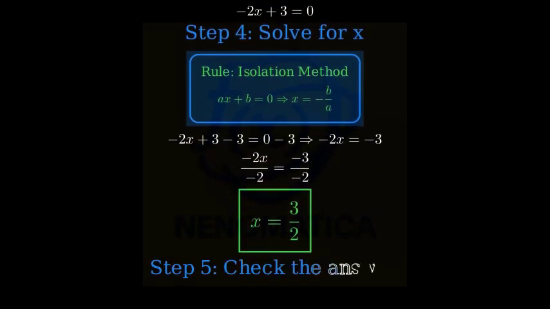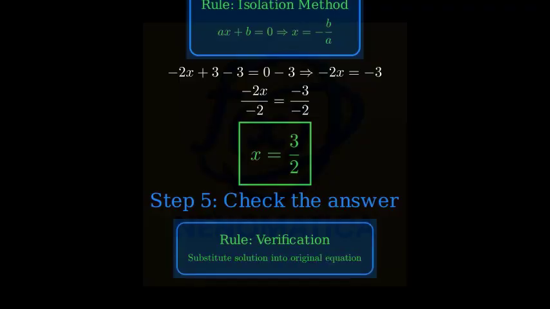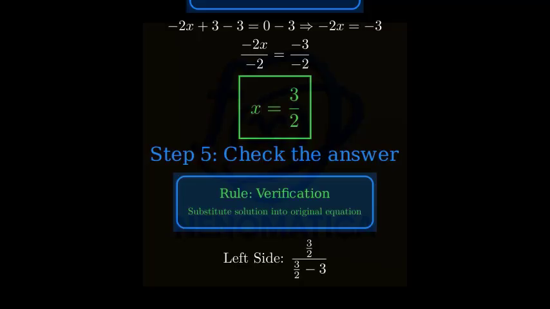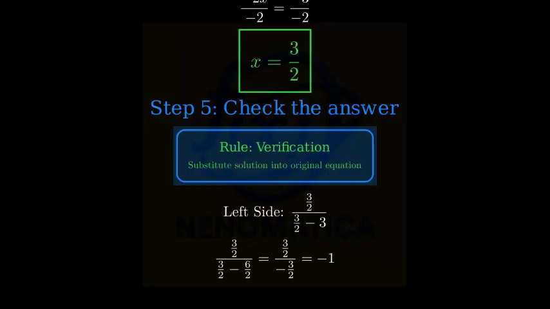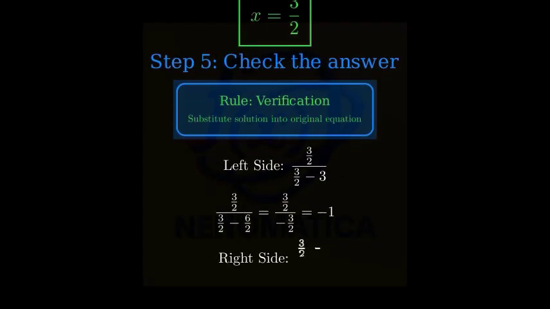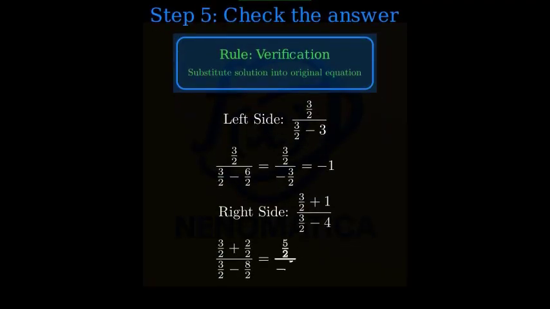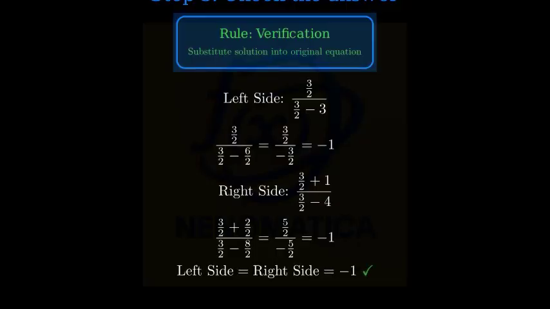Step 5. Let's check our solution by substituting x equals 3 over 2 into the original equation. For the left side, we get 3 over 2 divided by 3 over 2 minus 3. Simplifying, we get 3 over 2 divided by negative 3 over 2, which equals negative 1. For the right side, we substitute into x plus 1 over x minus 4. We get 3 over 2 plus 1 over 3 over 2 minus 4, which simplifies to 5 over 2 over negative 5 over 2, which also equals negative 1. Since both sides equal negative 1, our solution x equals 3 over 2 is verified.